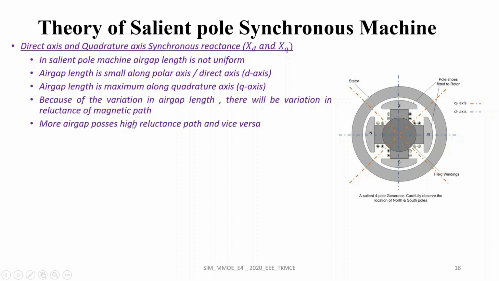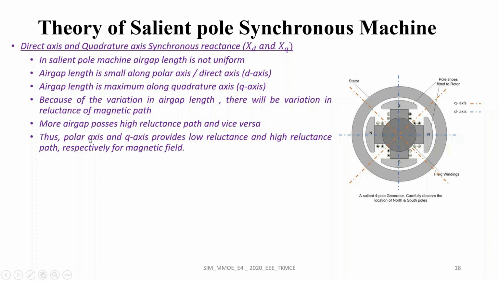More air gap possesses high reluctance and less air gap possesses less reluctance. Why? Because air gap length and reluctance are directly proportional. So the polar axis and quadrature axis provide low reluctance and high reluctance respectively. Along the polar axis, that is the direct axis, air gap length is minimum, therefore reluctance is minimum. Along the quadrature axis, air gap length is maximum, therefore reluctance is maximum.